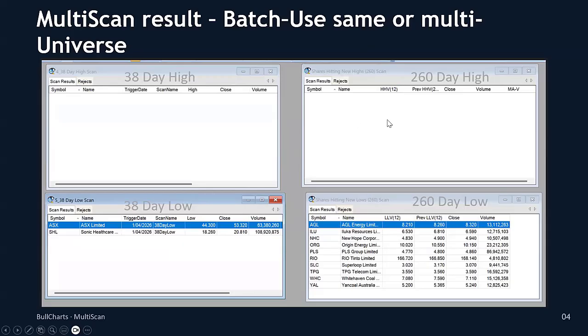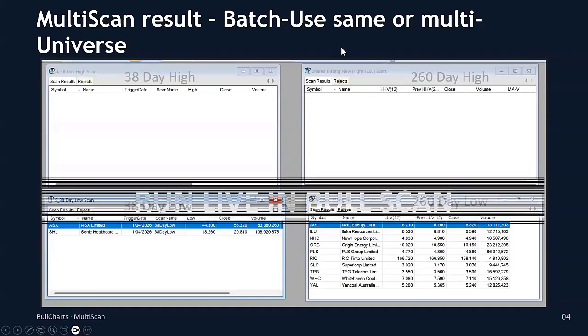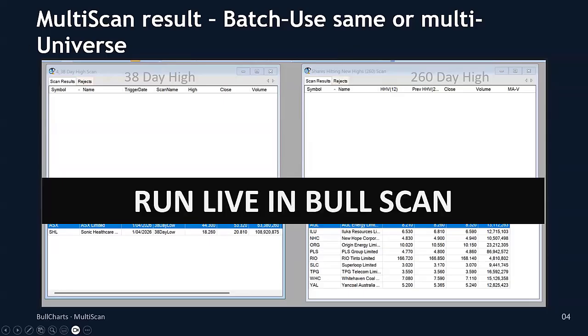In this particular one, which is the one I'll run, it didn't meet any of my criteria for 38-day high or a 260-day high, but I got a 38-day low of 2, and I think about 10 for a 260-day low. What I'll show you is how I can combine these and make the one watch list out of it. I'm going to run that in MultiScan now.